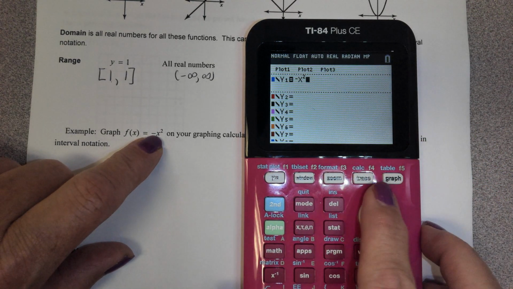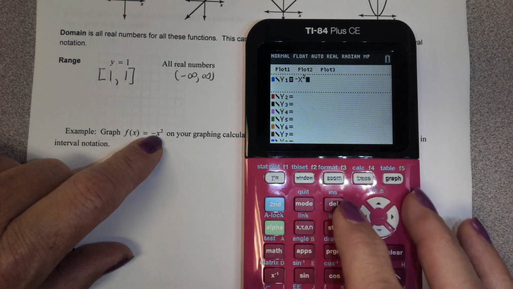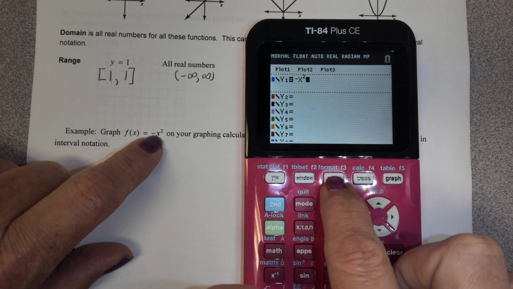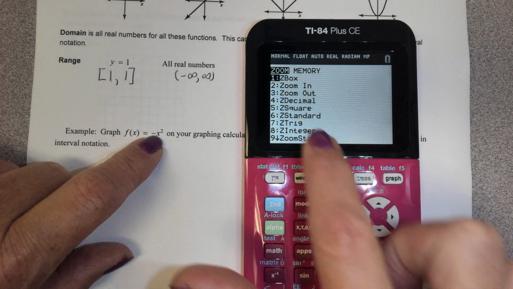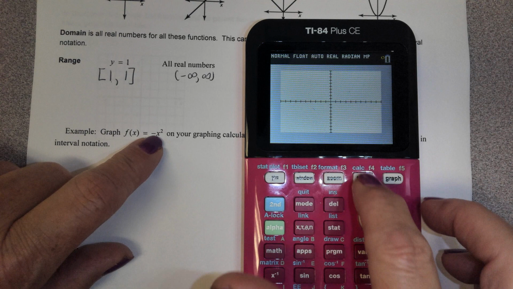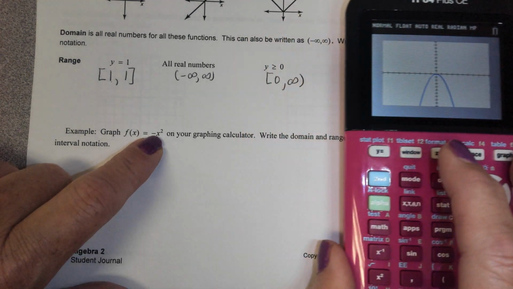Now, I could just hit graph, but that doesn't mean that we're all going to have the same screen. To make sure we all have the same screen, I'm going to hit zoom. Zoom, and I want a standard screen so that we're all the same. So zoom standard. And now it's going to graph this for us, and that's the way it looks.